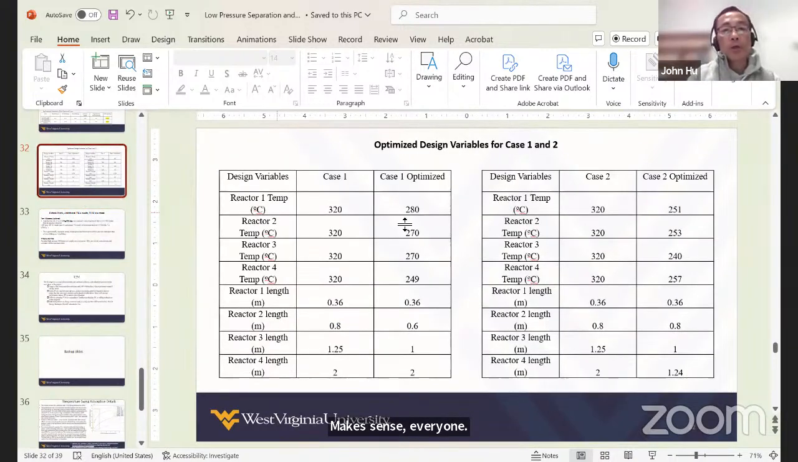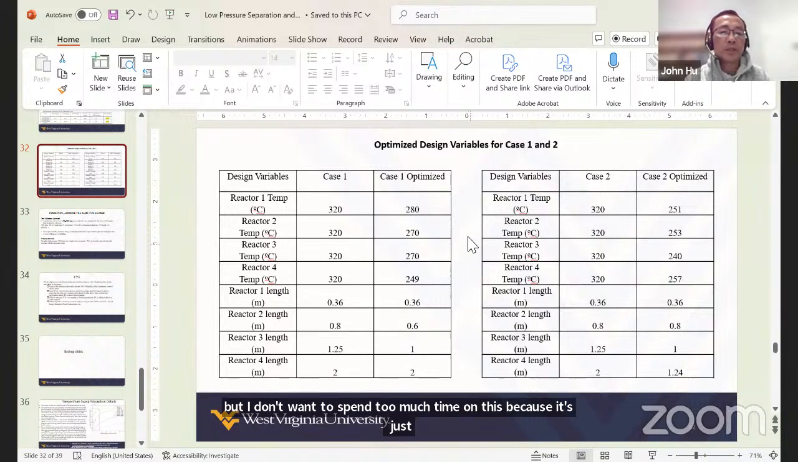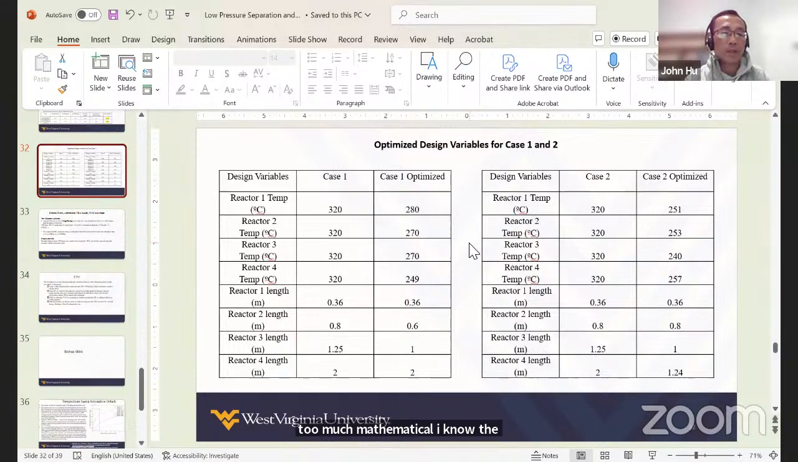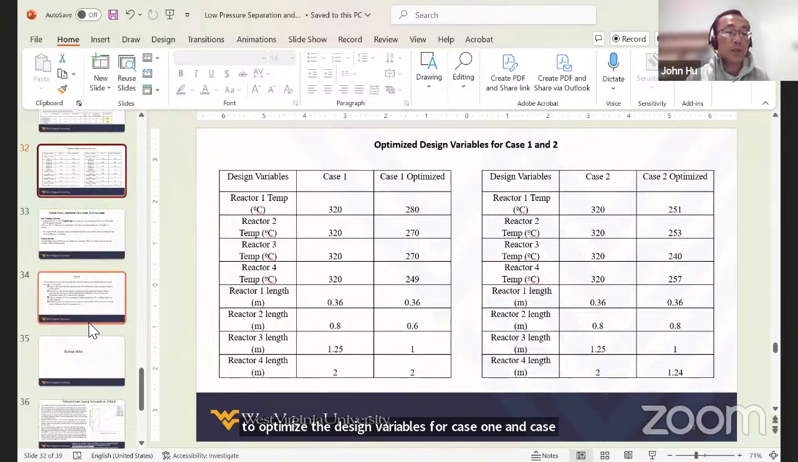Okay. So, we can further talk about how we optimize this, but I don't want to spend too much time on this because it's too mathematical. I know the audience, if you are not in economic analysis, you will be really getting bored. There is a lot of detailed optimization we have done to optimize design variables for case 1 and case 2, because we know case 1 and case 2 is the way to go.